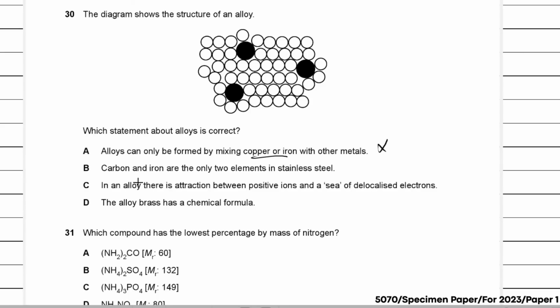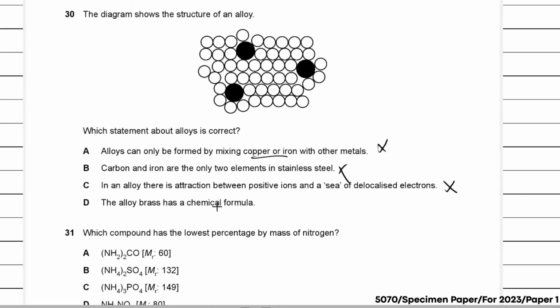Carbon and iron are the only two elements in stainless steel. No, we have chromium, we've got nickel. So this is not the only one, we've got zinc. In an alloy, there is an attraction between positive... Okay, no, alloys are a mixture.